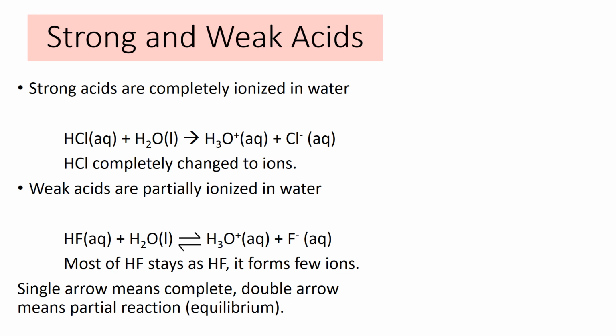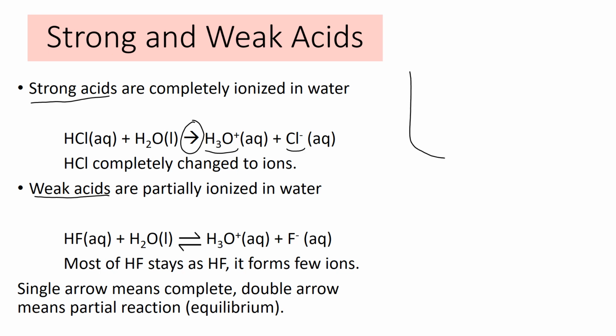What's the difference between a strong and a weak acid? The difference is that strong acids are completely ionized in water, and weak acids are only partially ionized in water. So let's look at that. HCl is a strong acid, and so we use the one-way arrow. When we put HCl in water, it all turns into H3O plus or H plus and Cl minus.